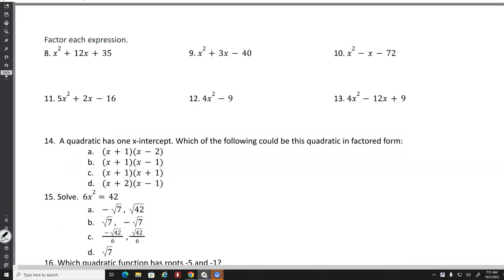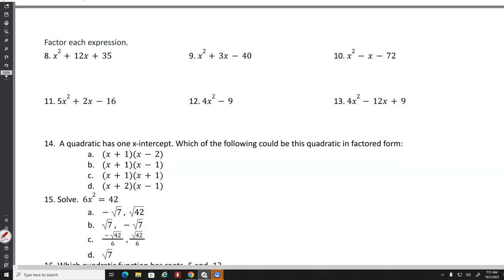Factor. So factor means it has to be in factor form. We do not solve it.